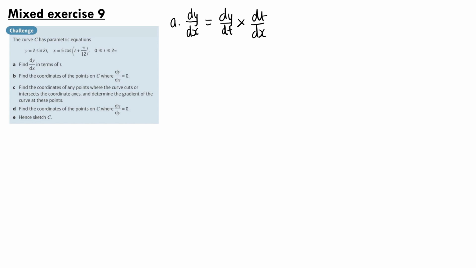So dy by dt then is going to be, 2 sine of 2t. The derivative of that with respect to t is going to be 4 cos of 2t, using the chain rule there. So times it by the derivative of the inside, which is just 2. Then dt by dx is going to be equal to 1 over dx by dt. And dx by dt there, again using the chain rule, but in this case the derivative of the inside function there, t plus pi over 12, is just 1, so it won't make any difference. That's going to be minus 5 sine of t plus pi over 12.